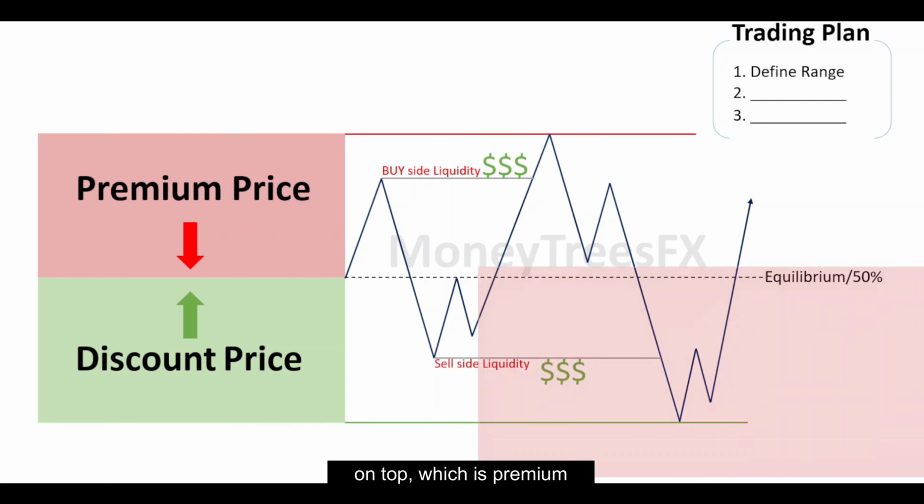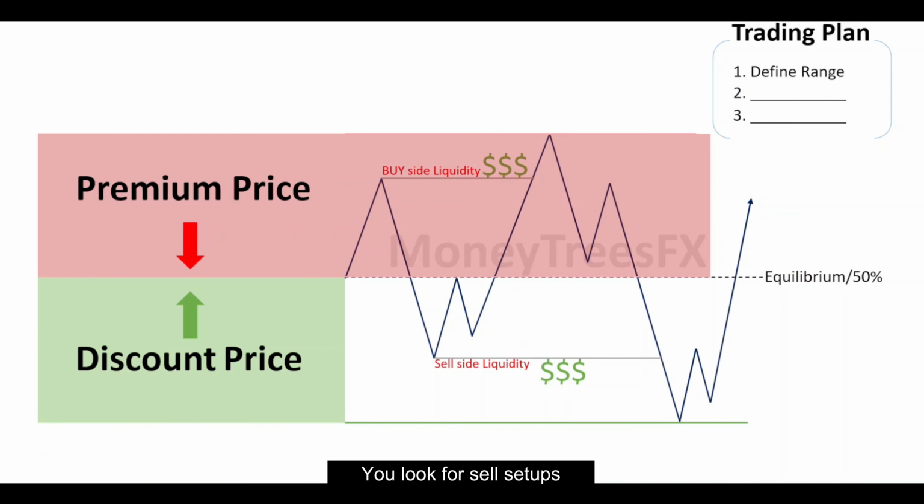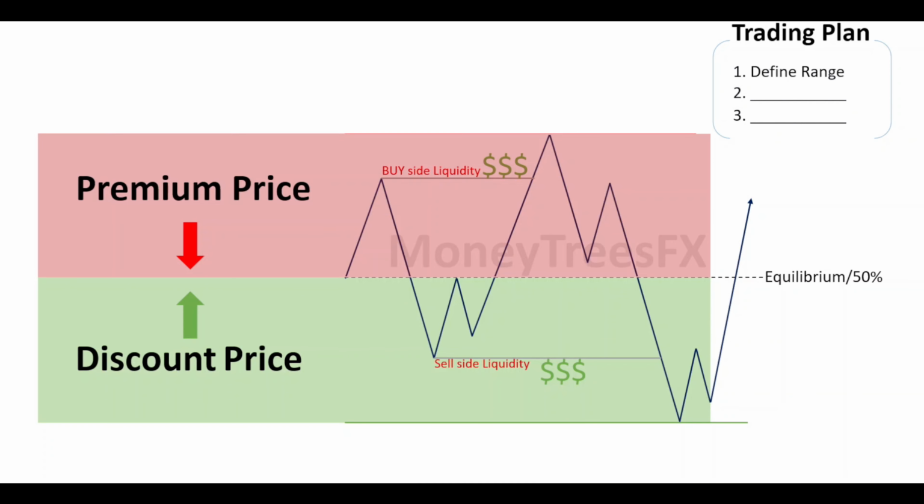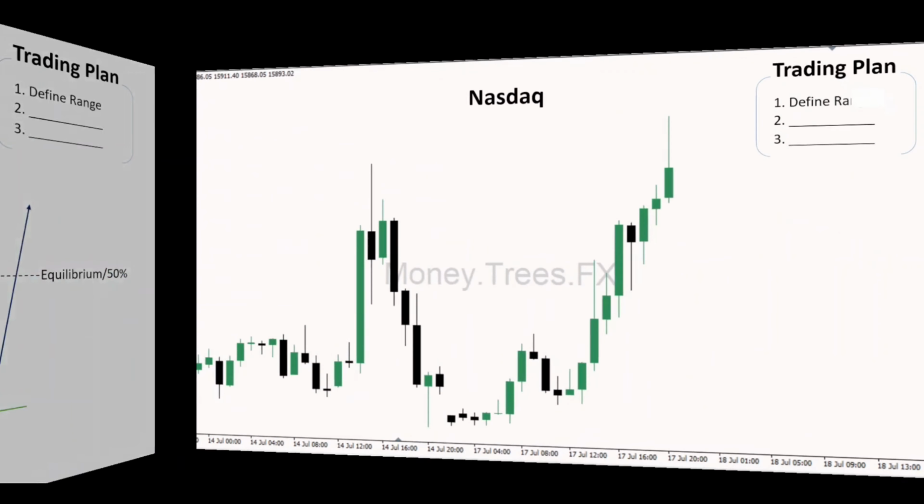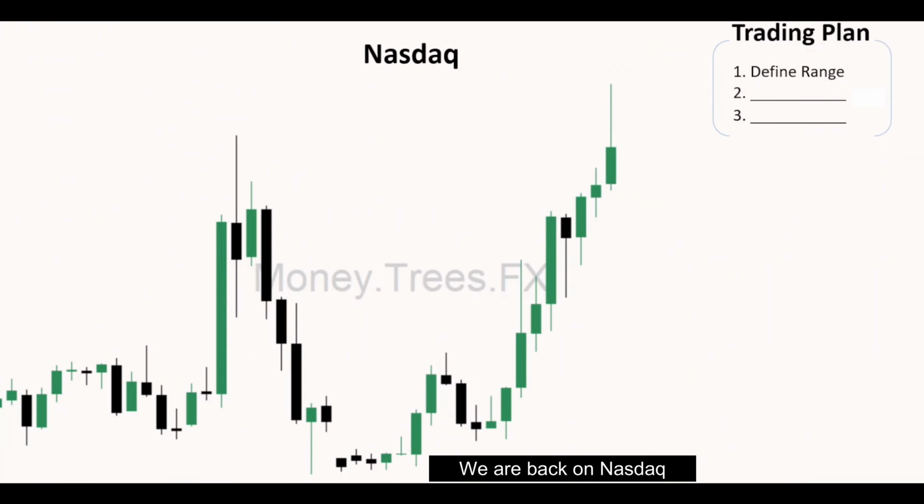On top, which is premium, you look for sell setups, and on the bottom, which is discount or cheap price, you're supposed to look for bullish setups. So let's plot this on our chart. We are back on Nasdaq. So we need two sweeps from both sides. So we swept sell side first and then buy side. So that provides us with a dealing range.